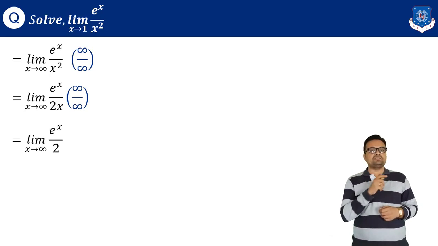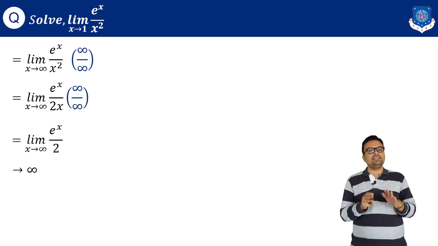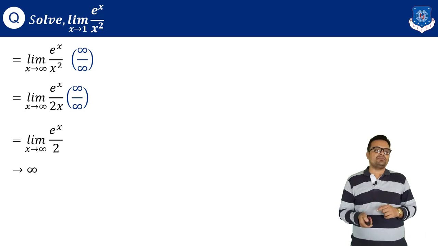One more time, it is infinity by infinity. So we need to apply L'Hopital's rule one more time. So I am differentiating the numerator e raised to x, and I am differentiating the denominator 2x, which gives 2. So finally, it will approach infinity.